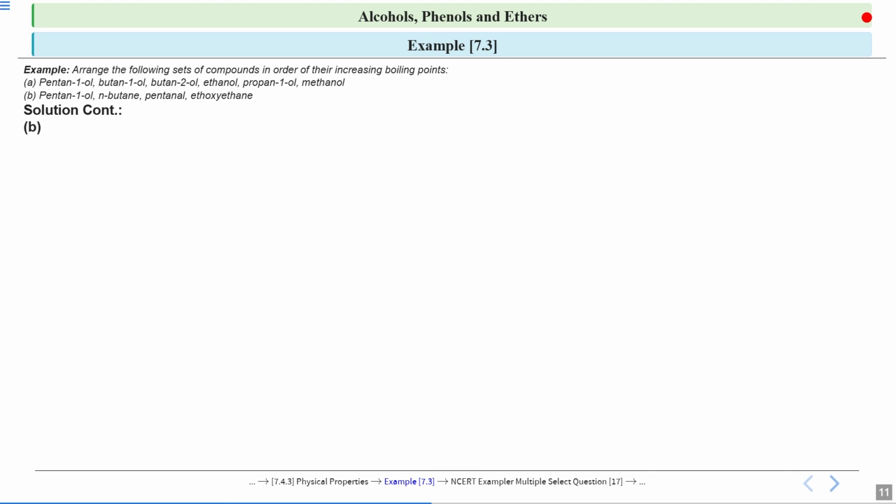Now let us solve the B part. In B part, first we will decode the structures of the given compounds. Let us see about n-butane. Butane: 1, 2, 3, 4. There are 4 carbon atoms, and the n depicts that it is a straight carbon chain. In this there is only van der Waals force. There is no hydroxyl group present, so there is no hydrogen bonding here.